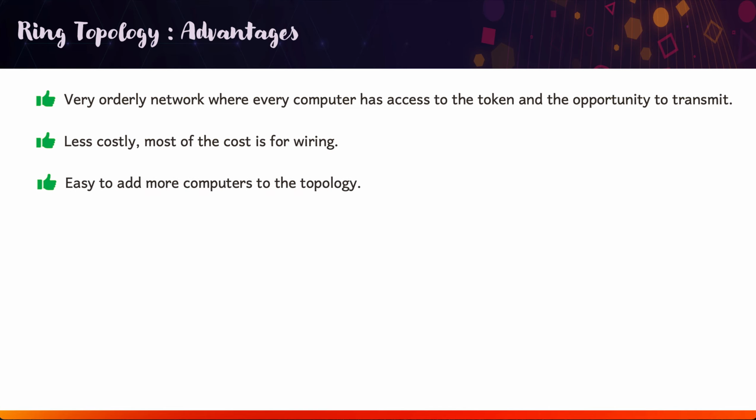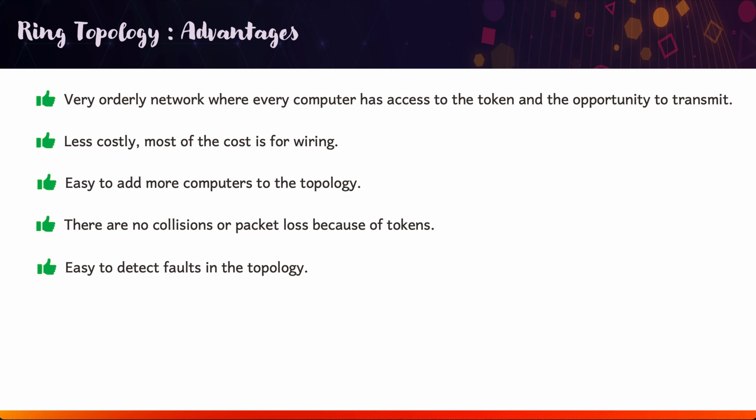It is easy to add more computers to the topology. Just add one more computer and connect it to the two neighbors. There are no collisions, right, because of the tokens, and therefore this is much better than bus topology. It is also easy to find a fault in the topology. If there is a fault, then we know exactly who is waiting for the token and who is not waiting for the token, and then we will be able to easily figure out where there is a problem.